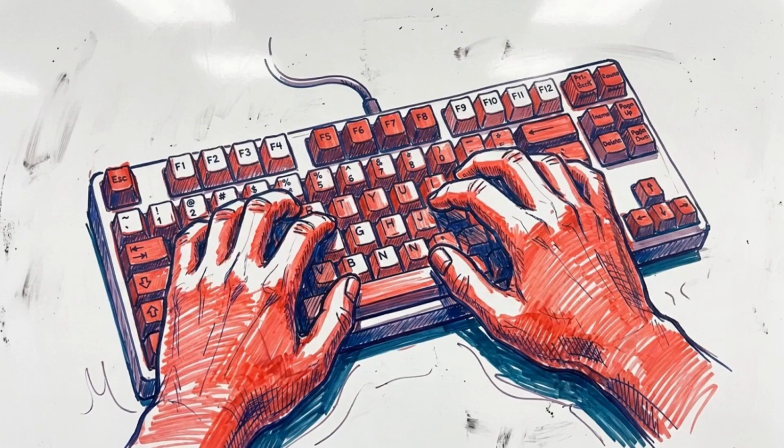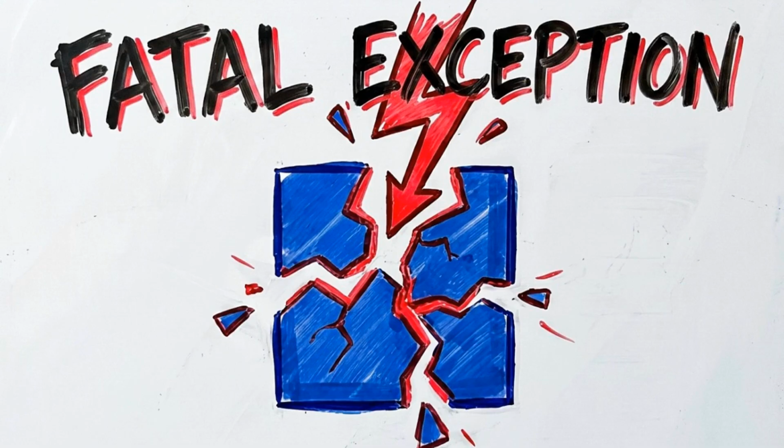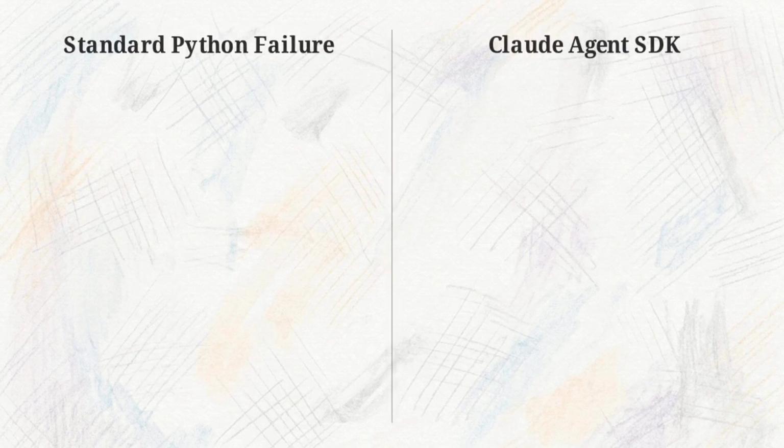In a typical Python script, a failed database call might trigger a standard try except block, throwing a bare, uncaught exception straight back to the execution layer. When that raw exception hits the agent loop, it instantly terminates the entire run. The model gets zero opportunity to reason about what went wrong or attempt a recovery.